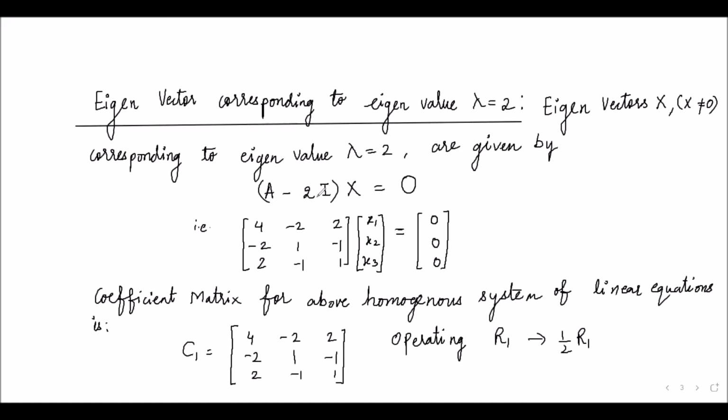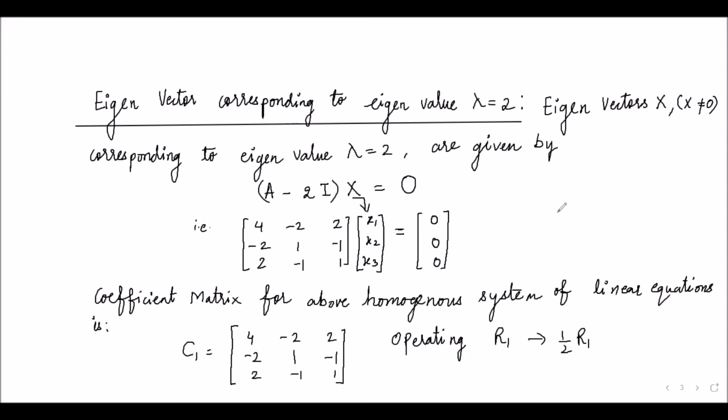A - 2I is a given matrix. A - 2I will be this matrix, and this x is the eigenvector, this one, which we have to find out, and it should be non-zero. And on the right hand side, we have the null matrix. So what we are seeing here is that this is a homogeneous system of linear equations, and by solving this homogeneous system of linear equations, we have to find out this unknown eigenvector x, and it should be non-zero.